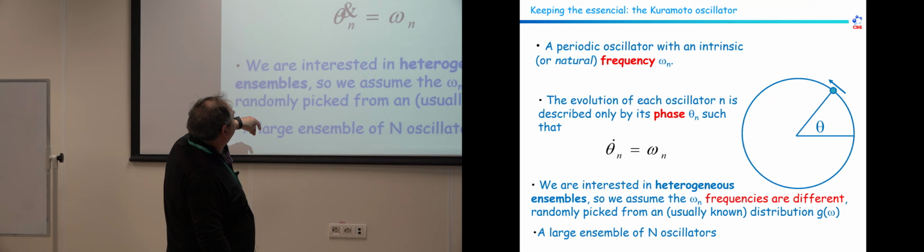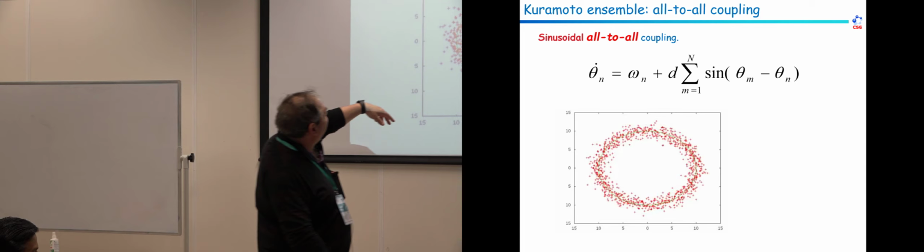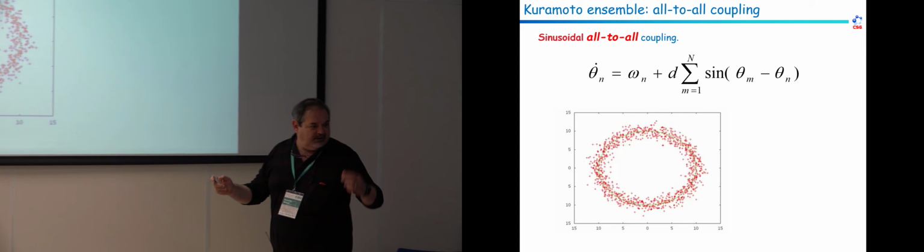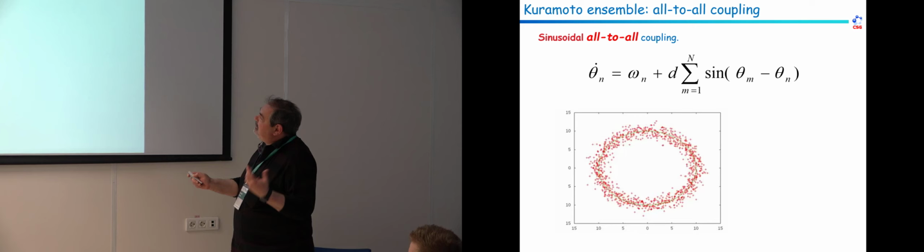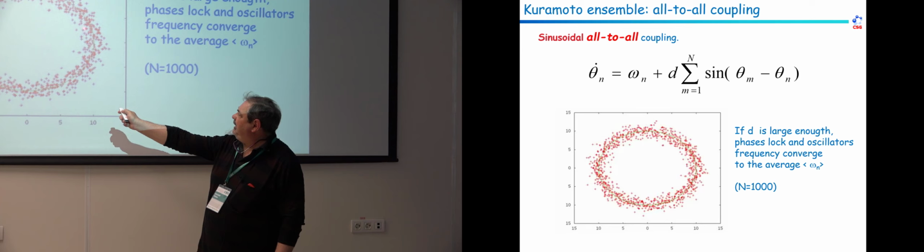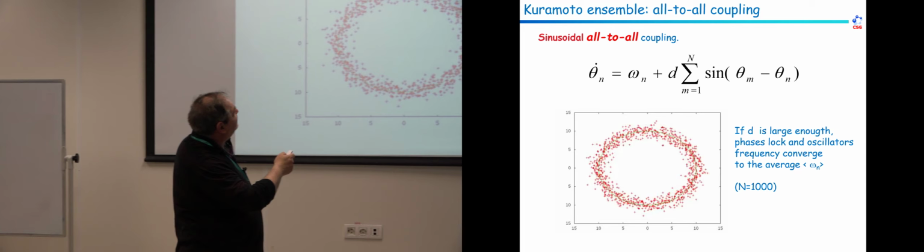Coupling means you imagine that each one of these oscillators is feeling the mean field of all the others. So each oscillator has a coupling strength D, a scalar parameter, and it is coupled to all the others. I want to show you a movie of what is happening to this system when you increase D. You prepare many, many of such oscillators, you see, that are many points on the unit circle.